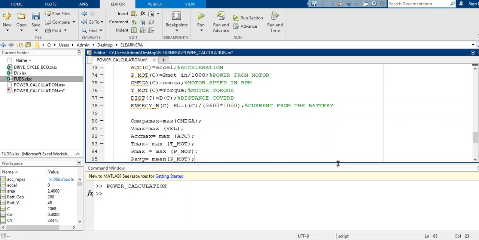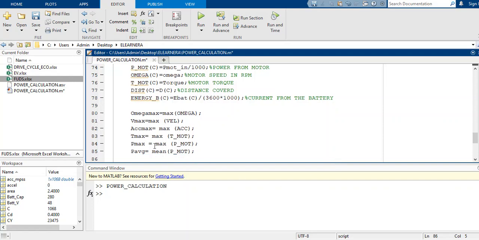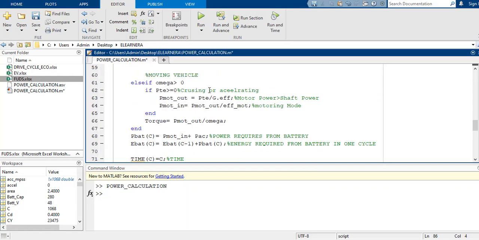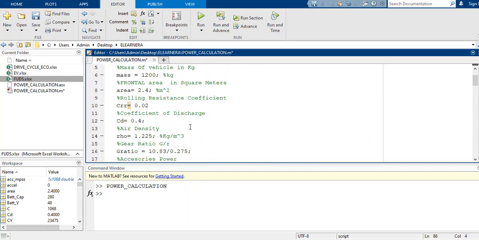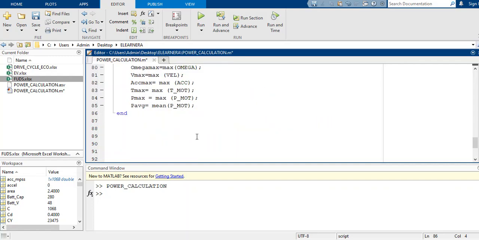So we have all the values, and the last one is the average value. I have already explained that this value is in the mean form. So I will end the cycle here, and we will plot all the graphs in our next chapter.